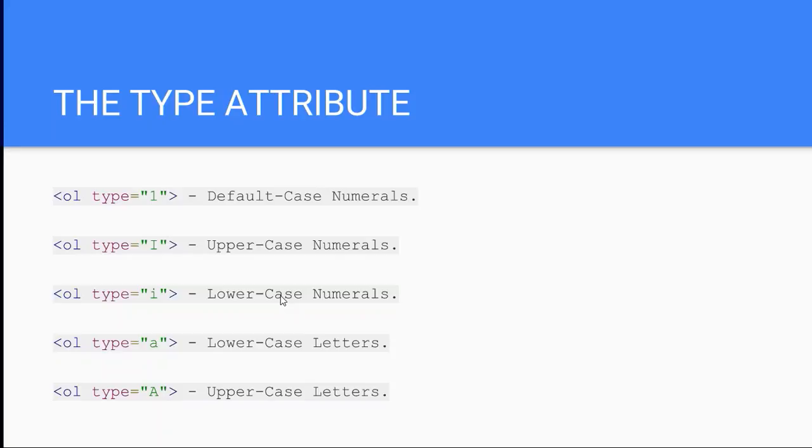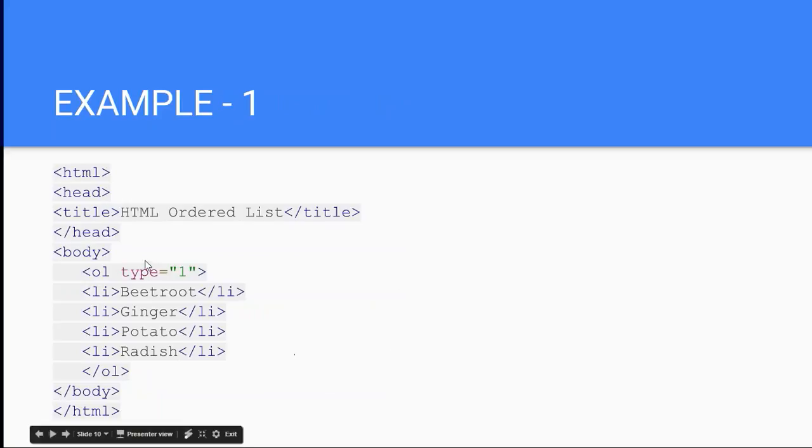So this is our first example. Here the OL order list type is 1. So we should get 1, 2, 3, 4 here. We already tried it, but we are trying again. If you don't mention any type, you'll always get the default one, that is 1, 2, 3, 4, 5. If you mention the type, we are mentioning 1 here, so we should get the numerics 1, 2, 3, 4 like that.